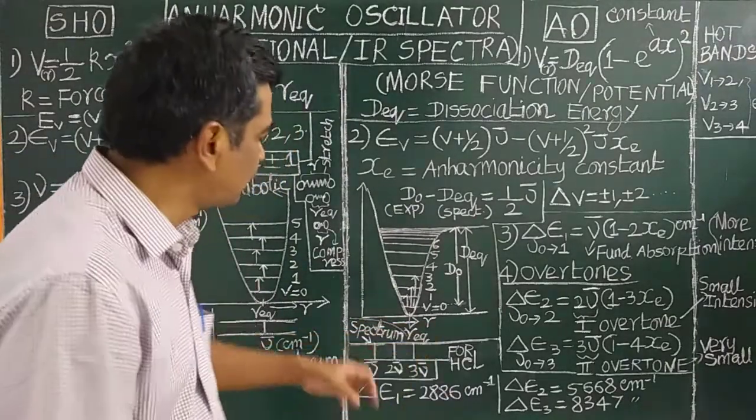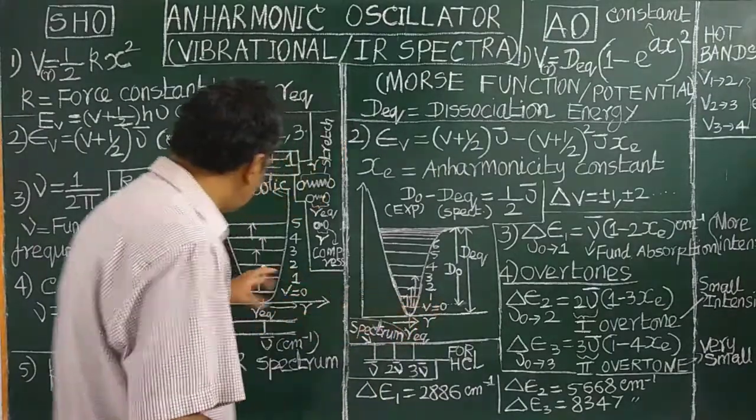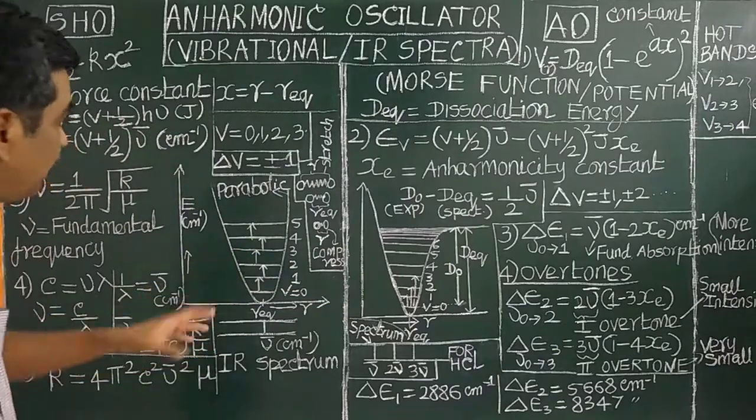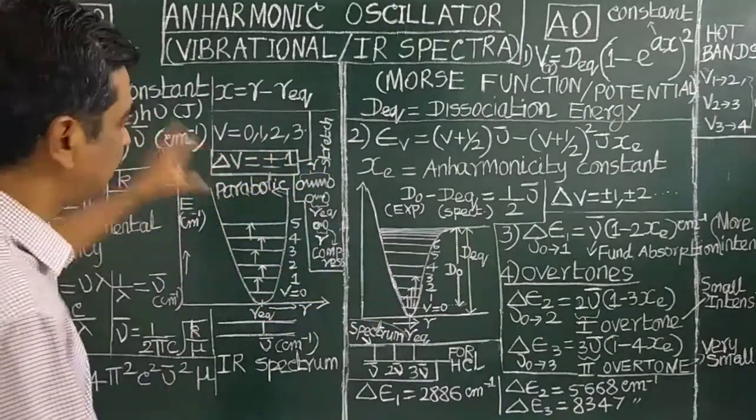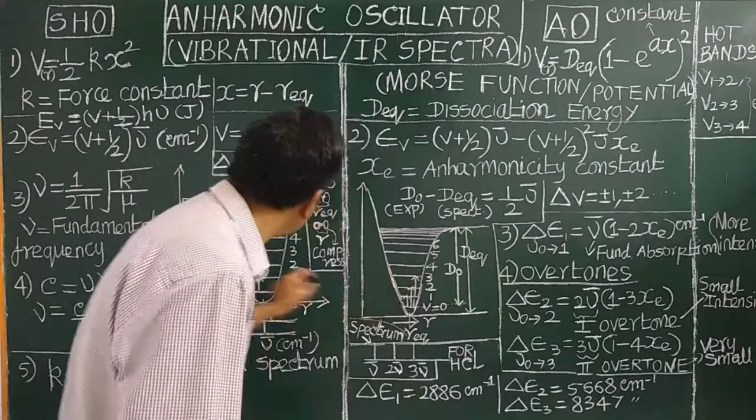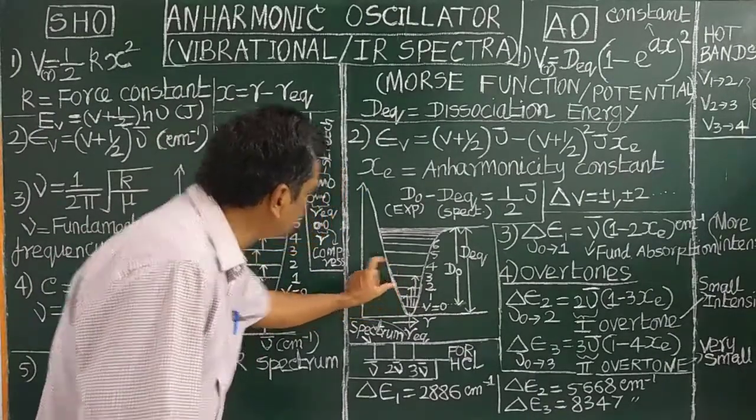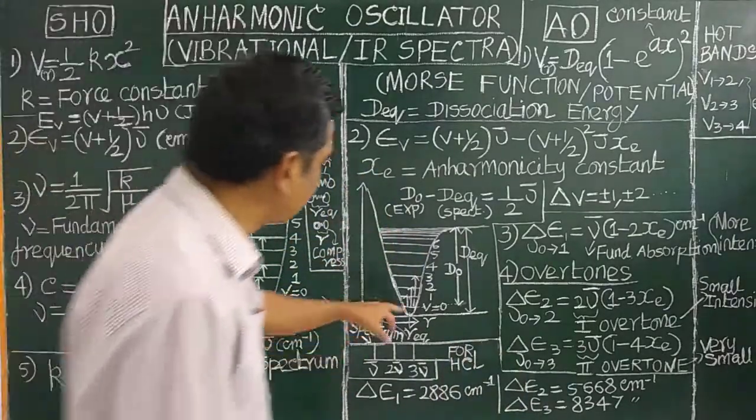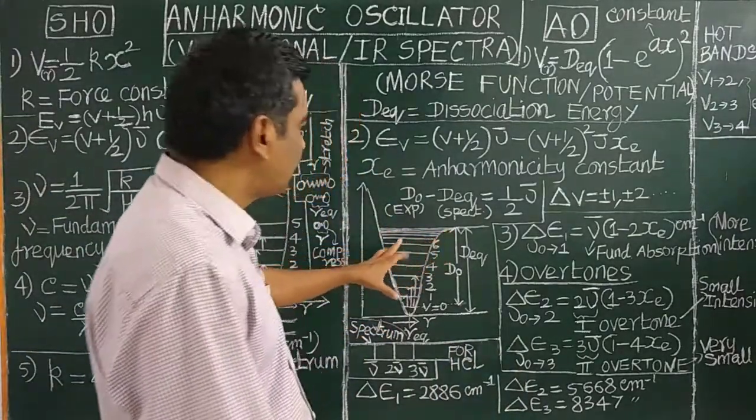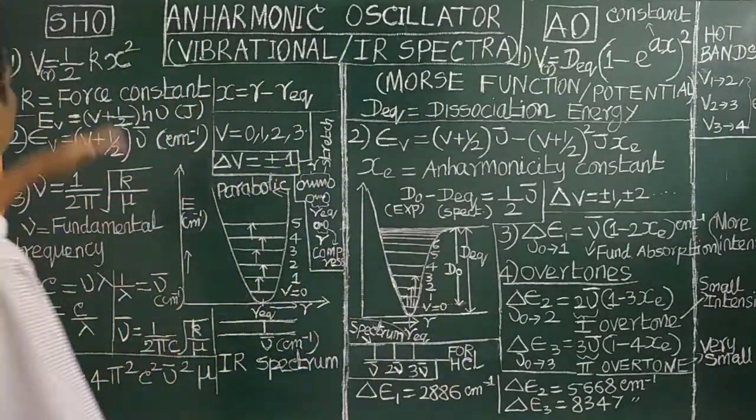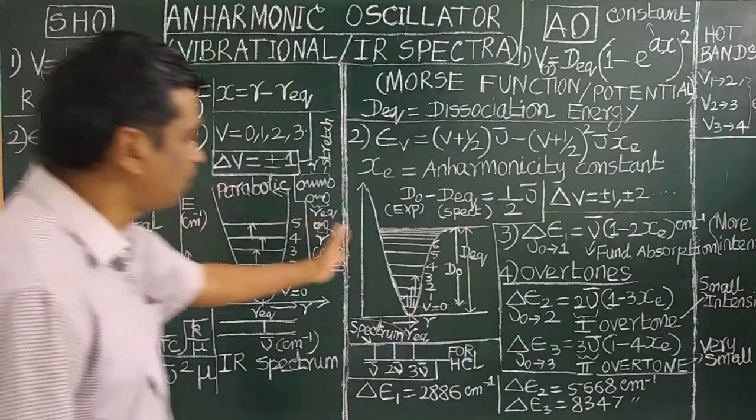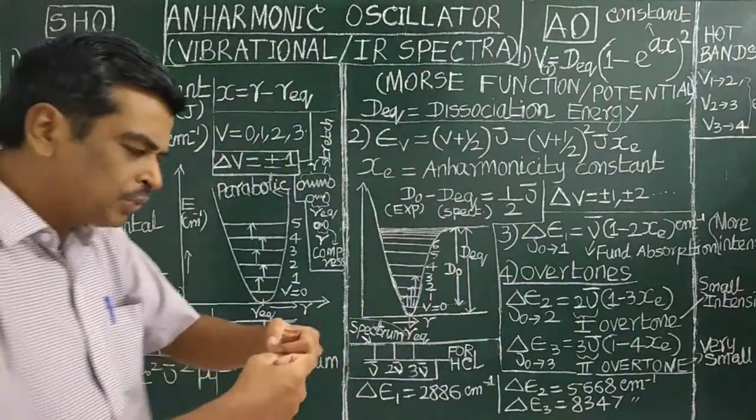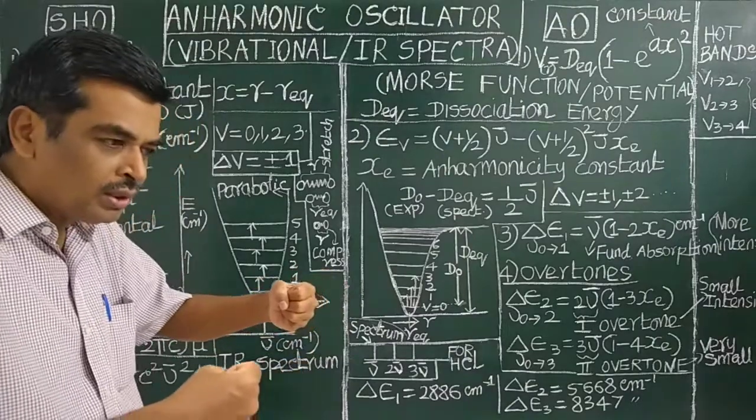At lower vibrational levels, the molecule obeys the simple harmonic oscillator. Up to this, the energy gaps are constant, equal. Only at higher vibrational energy levels do they deviate from the simple harmonic oscillator, because when you stretch more, the bond will break.